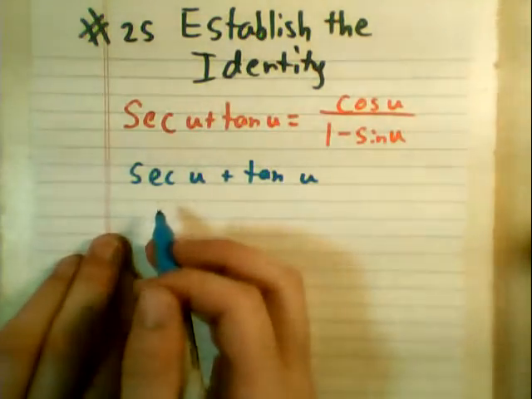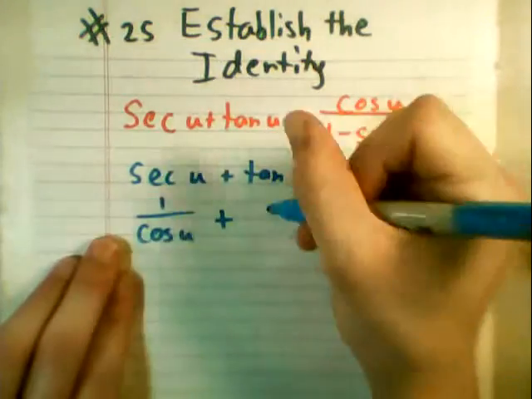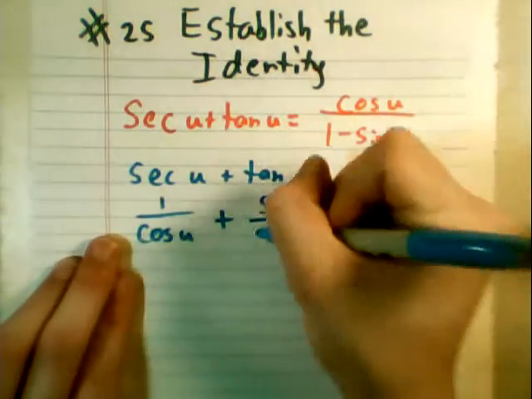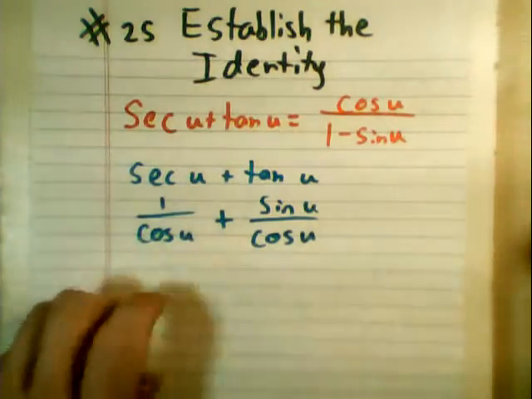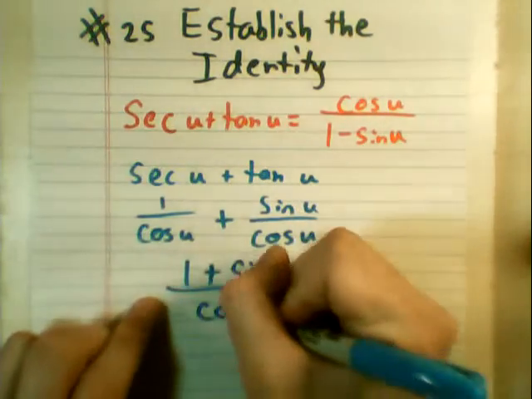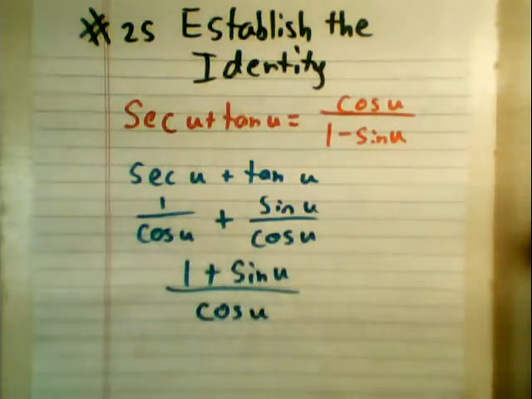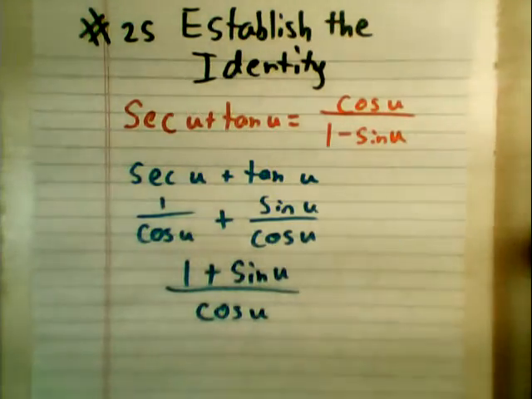Let's go ahead and convert that into sines and cosines. So secant is 1 over cosine u, and tangent is sine u over cosine u. So since they have the same denominator, we can add them together. So 1 plus sine u over cos u. Okay, so now we're sort of at a point where you could get lost. It's like, where do we go from here?